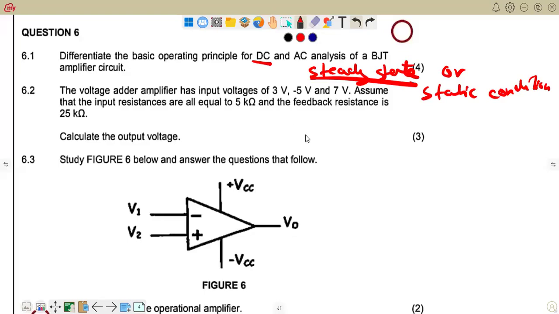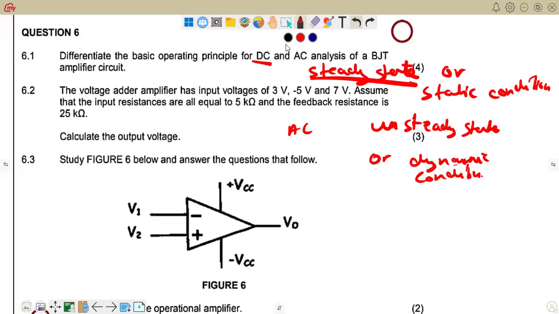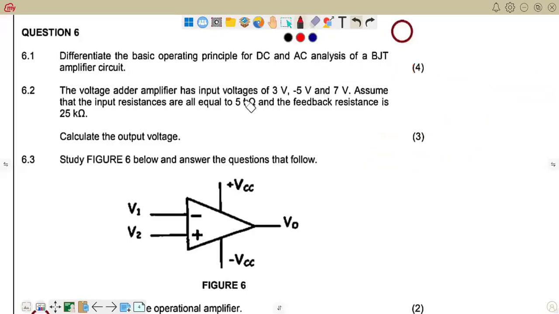Now, AC operation. When transistor voltages and currents are varying, which means they are not constant, the transistor is said to be operating in its unsteady state or dynamic condition. That's the explanation that was expected of us.